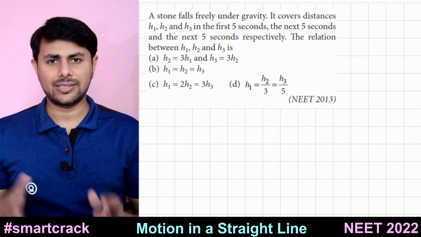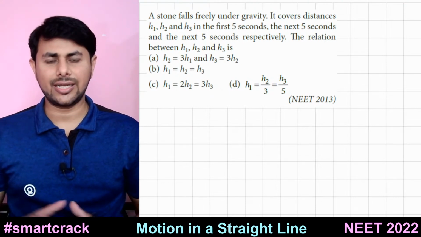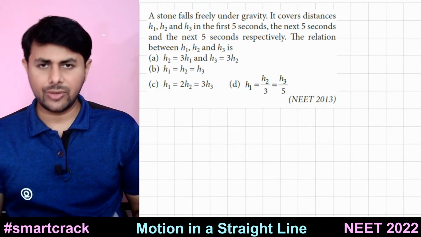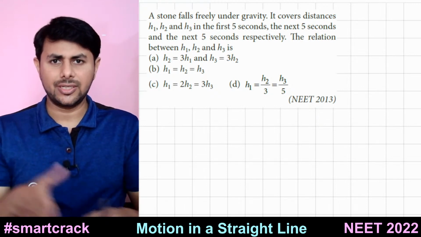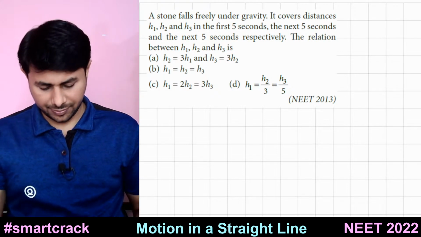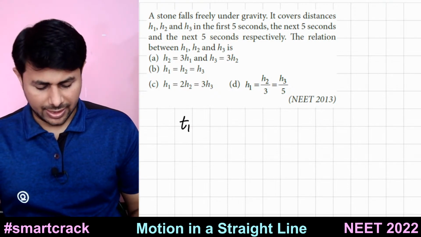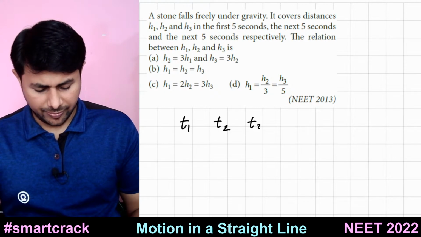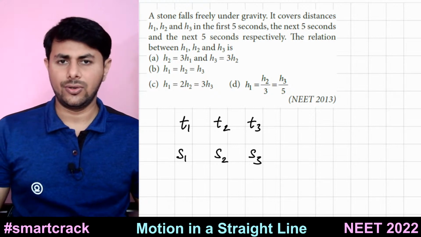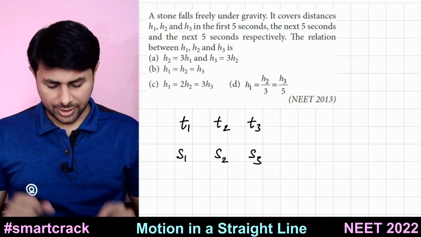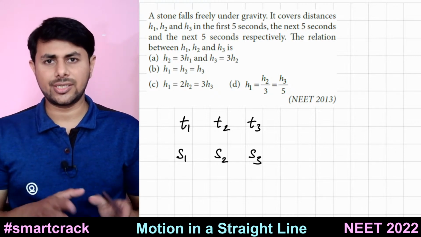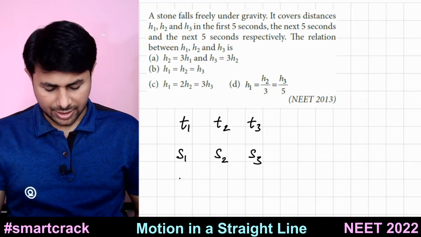Okay, so acceleration is constant, and for constant acceleration, what does Galileo's law of odd numbers say? If you divide the total time in equal time intervals, then the distance covered in the first time interval, okay, so time intervals are suppose t1, t2, t3, and distances covered are s1, s2, s3. So if you have positive acceleration and you take equal time intervals, then the distances covered in those time intervals are in the ratio of what?